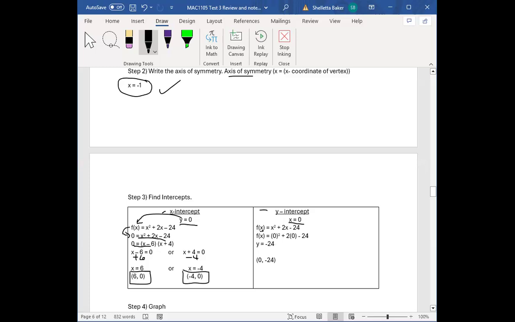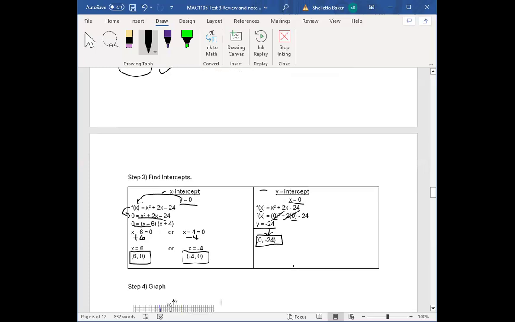To get our y-intercept, we substitute 0 for x. So into our given function, everywhere we have x, we substitute 0. 0 squared plus 2 times 0 minus 24. So we get our y value is -24. And as an ordered pair, we get (0, -24).